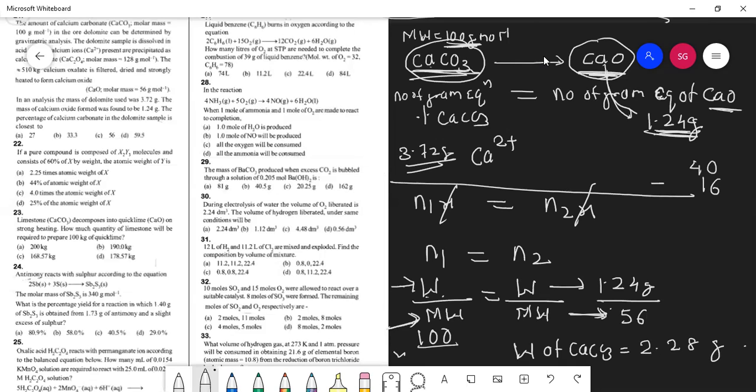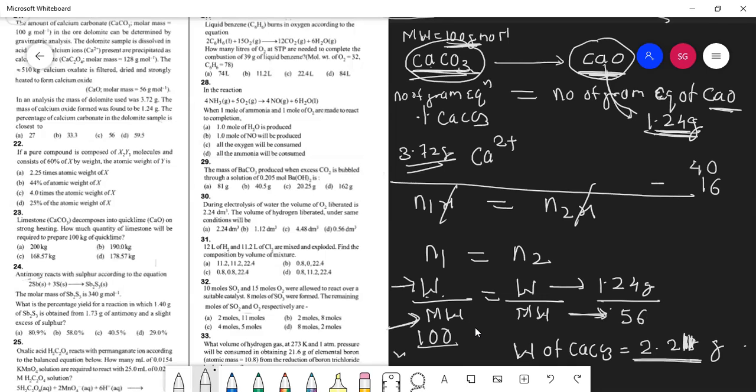Yes. Let me check the calculation once. That is 100 into 1.24 divided by 56. 2.21 it comes. 2.21. Students, it's a question you read.